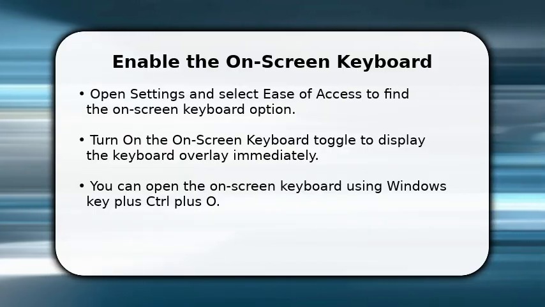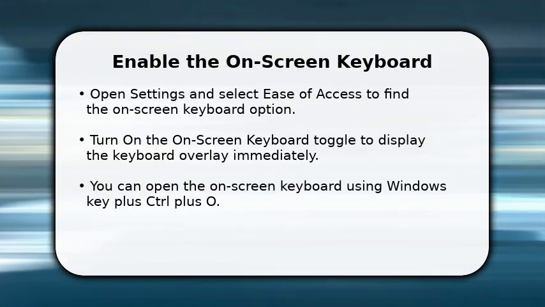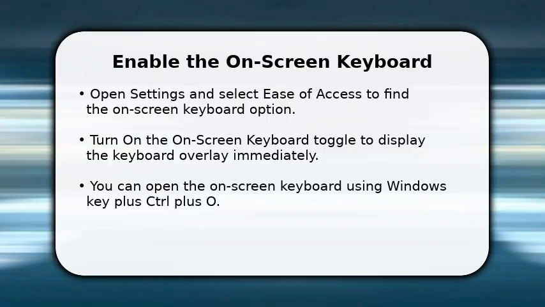You can also open the on-screen keyboard using Windows key plus Control plus O without opening settings. If you need a touch-friendly layout, switch to the touch keyboard layout in Options. Close the keyboard by toggling off or pressing the close X in the upper corner.